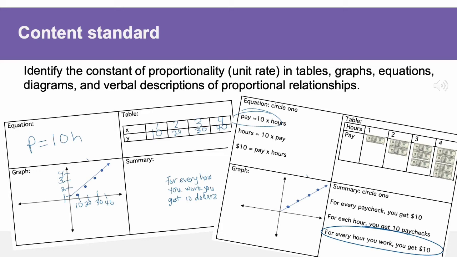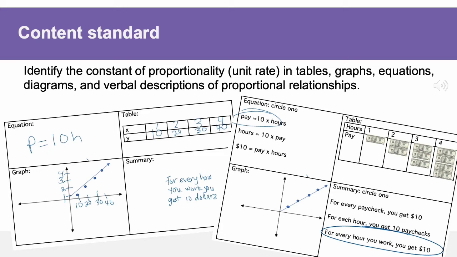The top right quadrant is titled Table. There is a table with two rows and five columns. The row headers are hours and pay. In each cell, there is an image of a $10 bill that indicates how many $10 bills you get for each hour worked. For example, 1 hour shows the image of one $10 bill as pay. 2 hours shows the image of two $10 bills as pay.